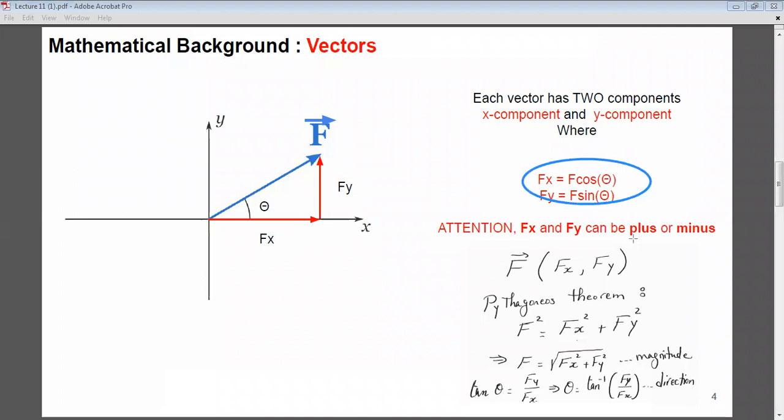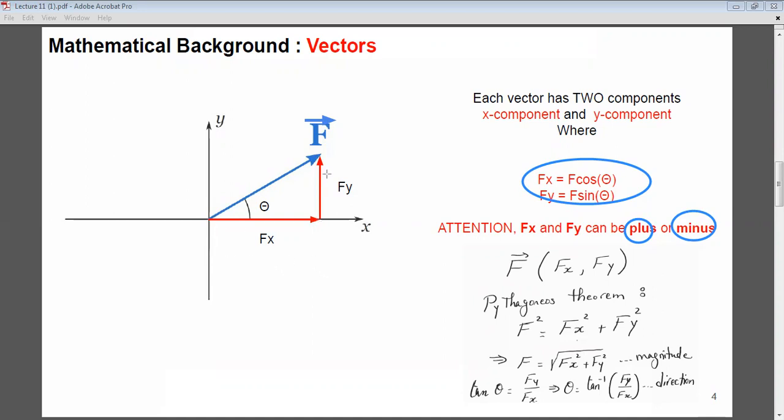You just have to pay attention that fx and fy can be negative or positive. If I'm going right, fx will be positive. If I'm going left, fx will be negative. Fy, if I'm going upward, will be positive. If I'm going downward, it will be negative.